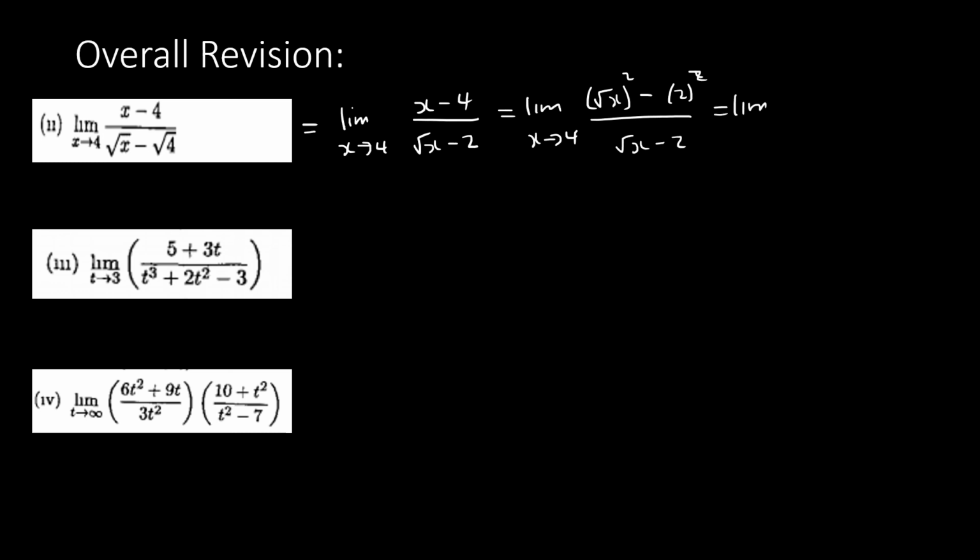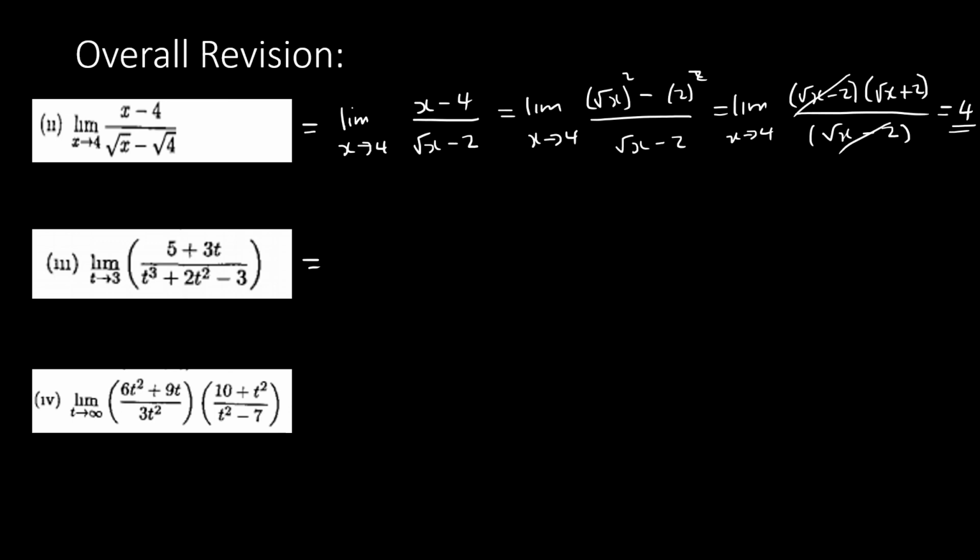So which means if I simplify this, I'll have square root of x minus 2 times square root of x plus 2. At the bottom I'll have square root of x minus 2. So now I'll be left with only square root of x plus 2. So if I substitute my 4, I'll have square root of 4 plus 2, which is 4. Just like that. You see what I did again? Difference of 2 squares.